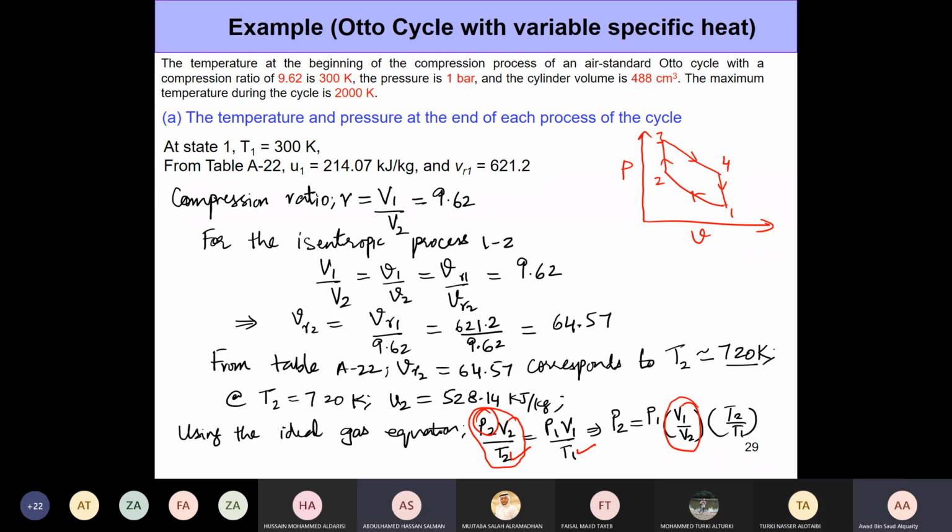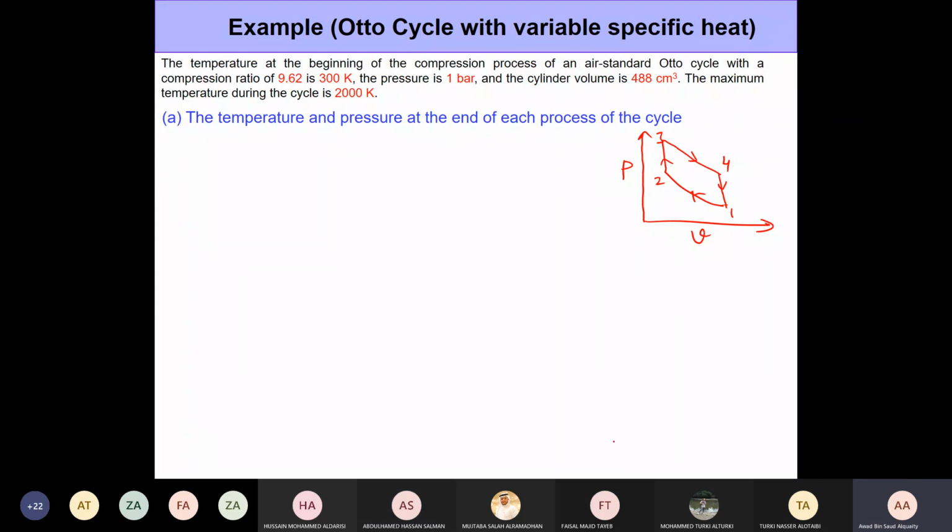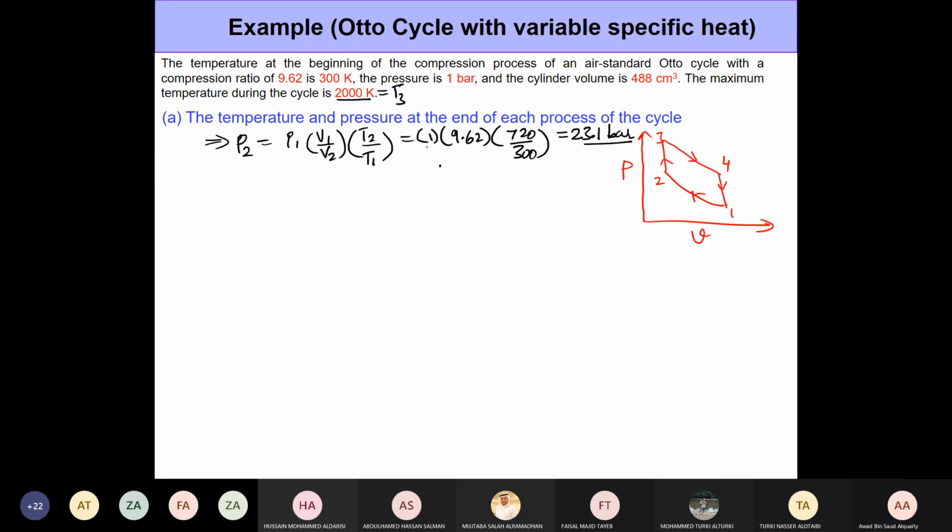9.62. Exactly. It's given in the question, right? It's the compression ratio. So now it's just a matter of plugging in the numbers again, right? So P1 is 1 bar, again given in the question. V1 by V2 is the compression ratio, given in the question again, provided you know what it stands for. And then T2 by T1. T2 is something we just calculated. So this comes out to be 23.1 bar. Okay, so the pressure at the end of the compression stage is 23.1 bar.